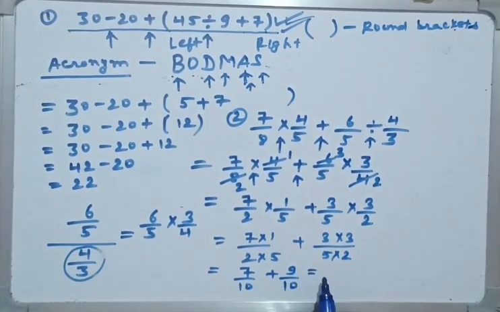Okay guys, now this is an example of addition of like fractions, because in the denominator both numbers are the same, 10 is here and 10 is also here. So you can write it as 7 plus 9 divided by 10.